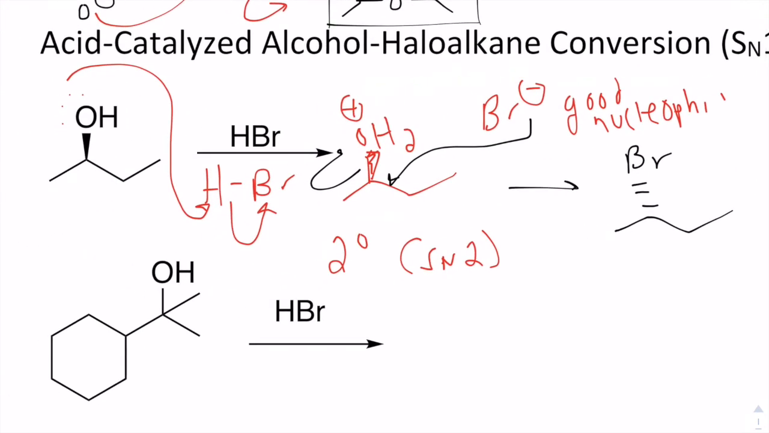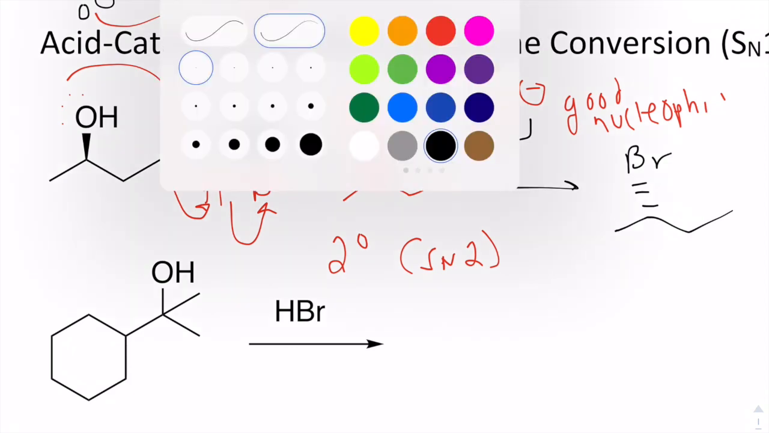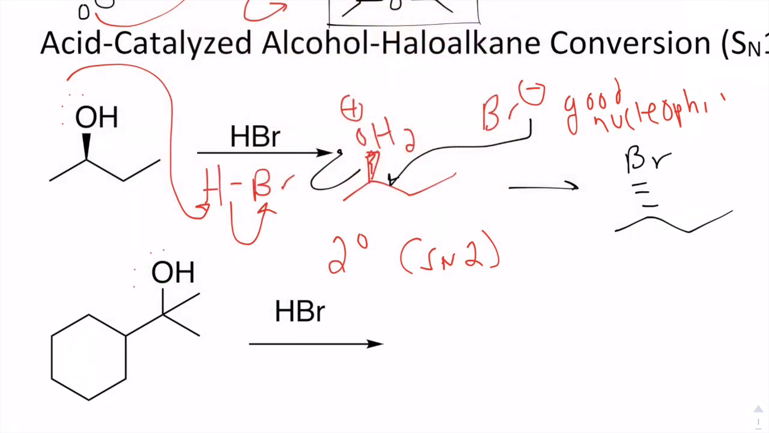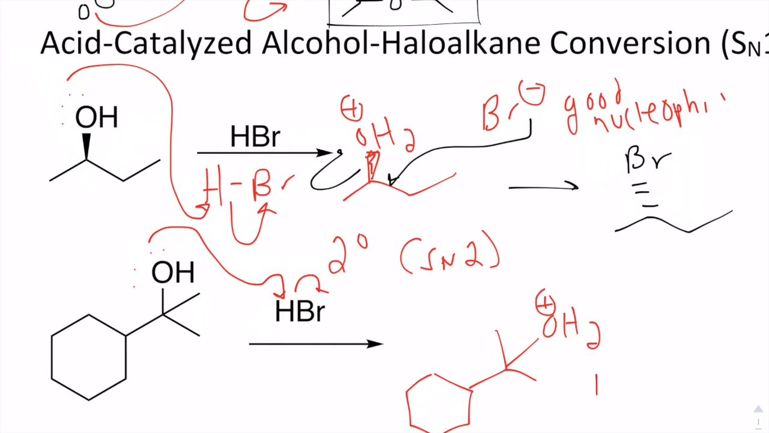So let's consider a tertiary alcohol. Again, that same mechanistic step is going to happen where that lone pair is going to grab a proton, generate the bromine anion. So the result of that would be this protonated tertiary alcohol, so it looks like water. And then we have that bromide anion.